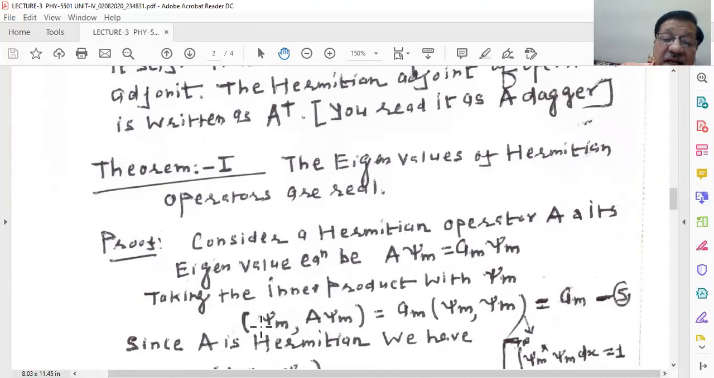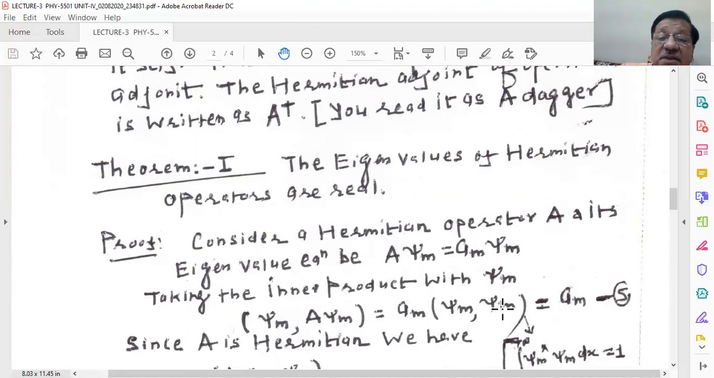So you see, I put an opening parenthesis, I write down psi m, then I put the combined unit A psi m. So I am taking a scalar product with A psi m, that is, A psi m with psi m. And here, a m is a number, a constant, so you take it outside, and you take psi m with psi m. So this is the scalar product of an eigenfunction psi m with psi m.